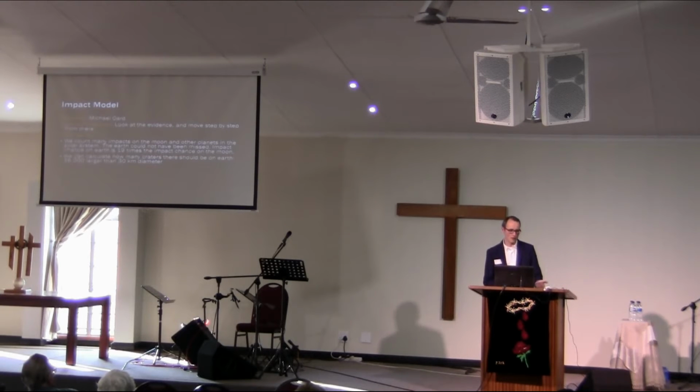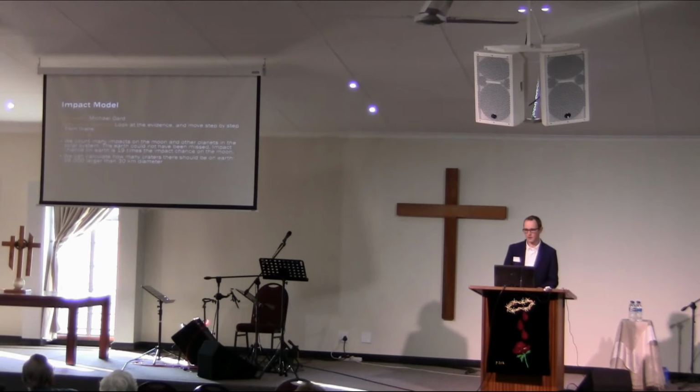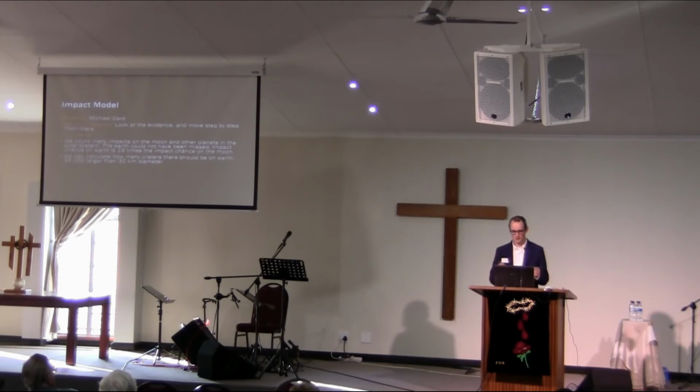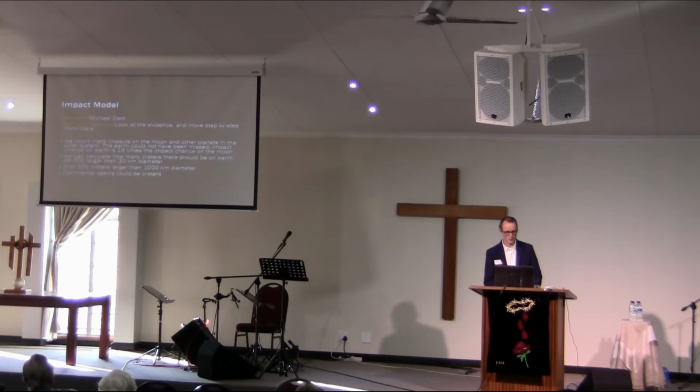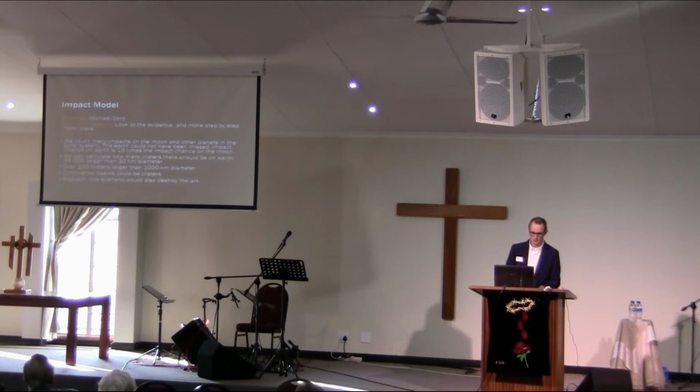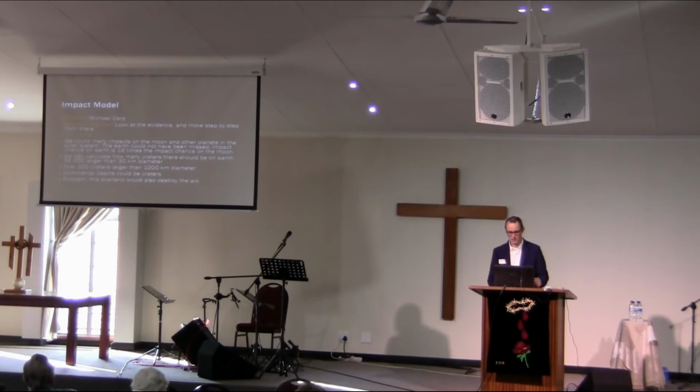So if we calculate how many craters we should have, 36,000 craters on Earth, based on the moon, with a diameter more than 30 kilometers. Then there's also 100 craters even larger than 1,000 kilometers in diameter, and I've talked about that in my previous presentation. And he also says continental basins could be craters, but he also admits that this would cause a problem, that this scenario would also destroy the Ark.